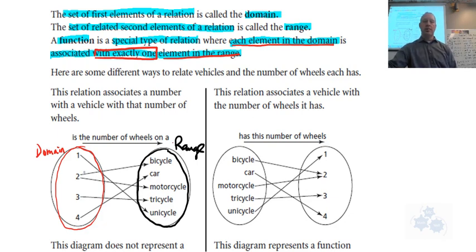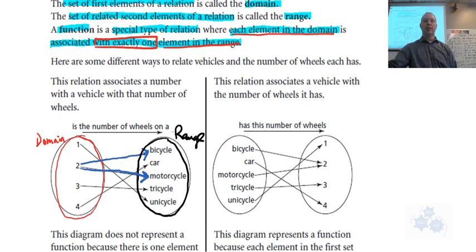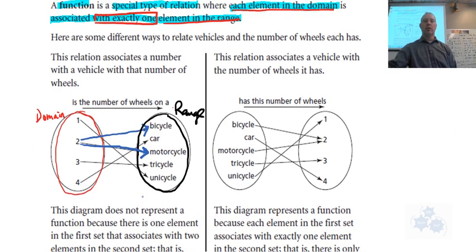Look at this right here. Number 2 is associated with a bicycle. A bicycle has 2 wheels. Number 2 is also associated with a motorcycle. Okay? So this is a case where this is not a function. This diagram does not represent a function. Okay? Again, one domain value is associated with only one range value.